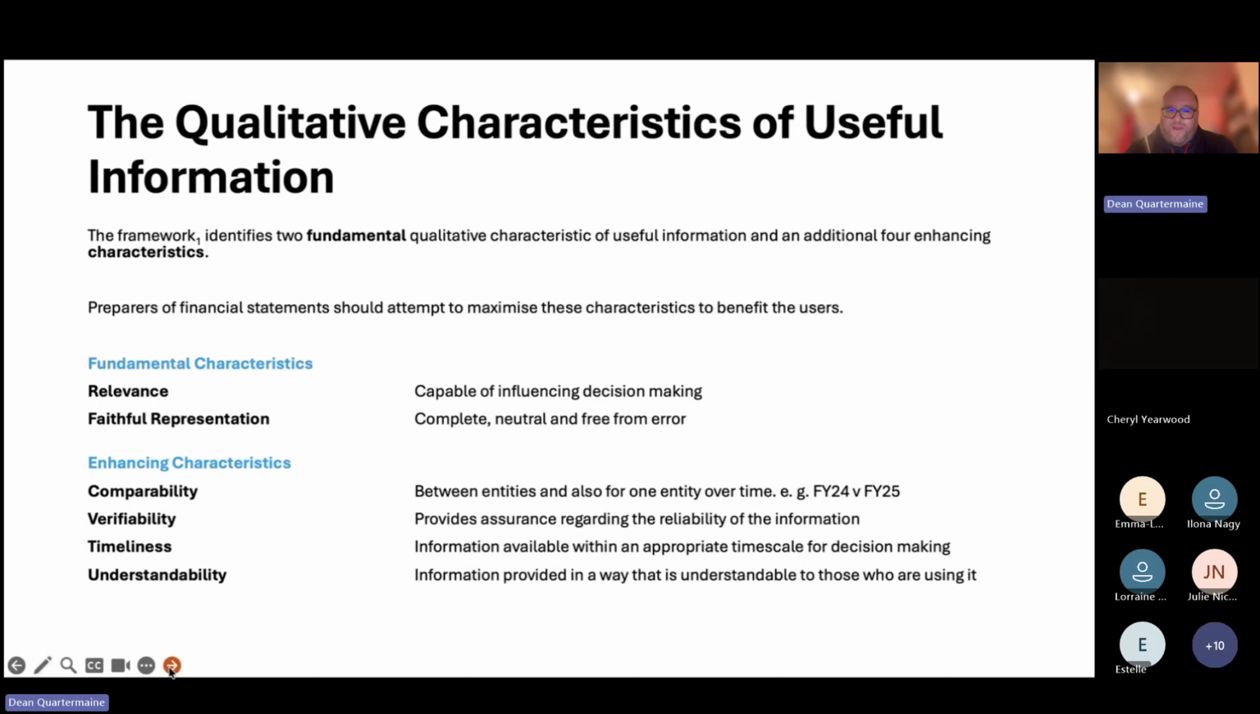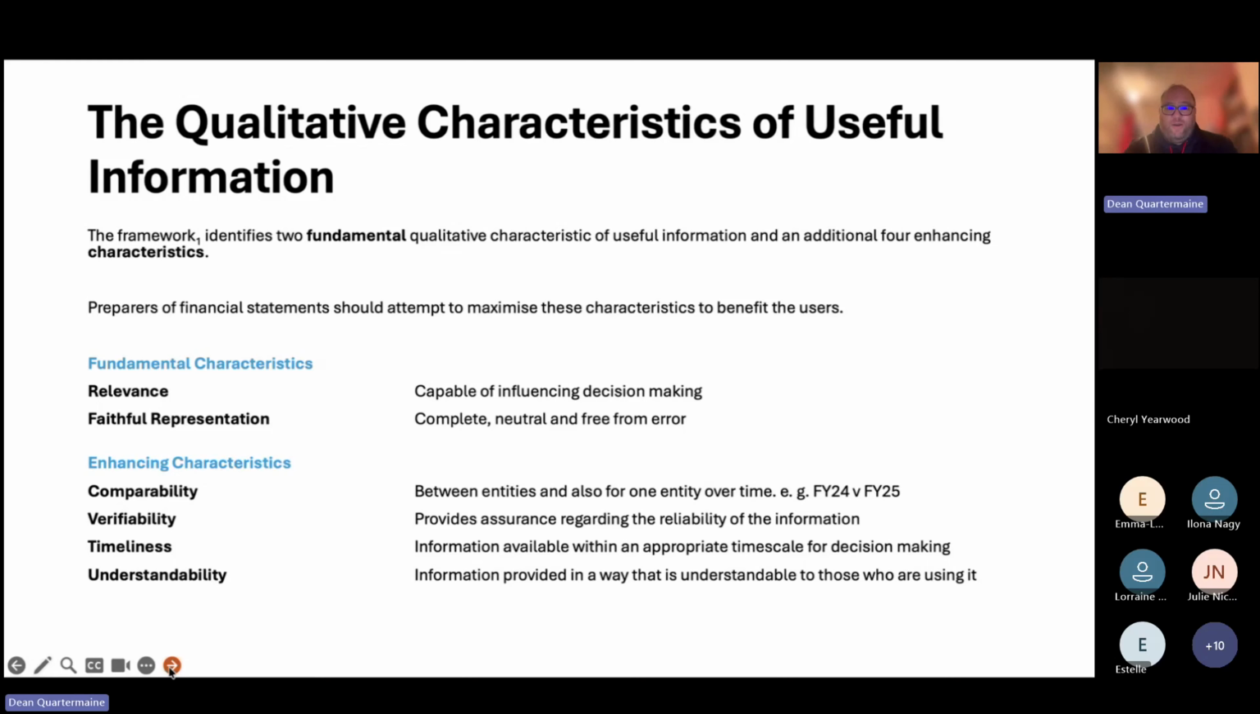We need to be able to provide the information in a way that's understandable to the people that are using it. Now, you may say, well, aren't all these things linked? Well, they almost are, because to get comparability, you need a standard, because unless we're doing it in a standard way, you're not going to be able to compare things, because last year's a lot different to this year's. It'll be prepared in a different way, and you can't compare. So comparability is about having a standard.